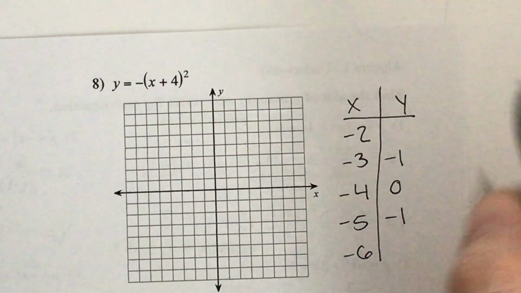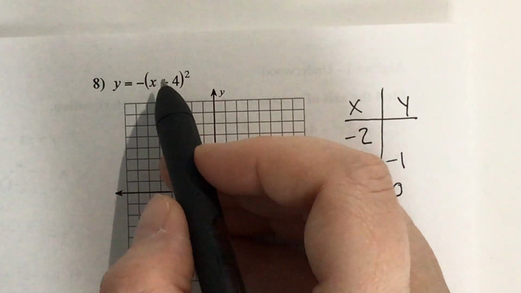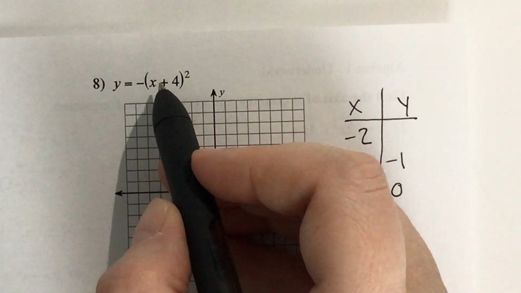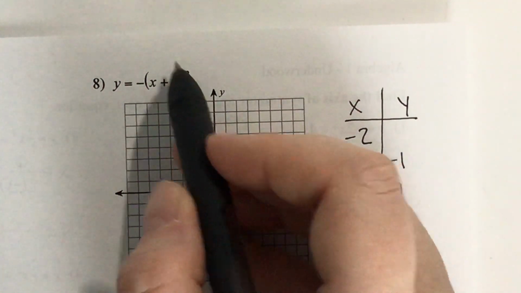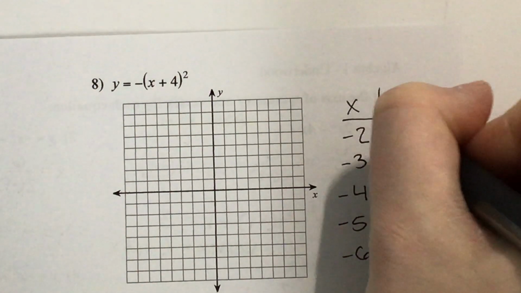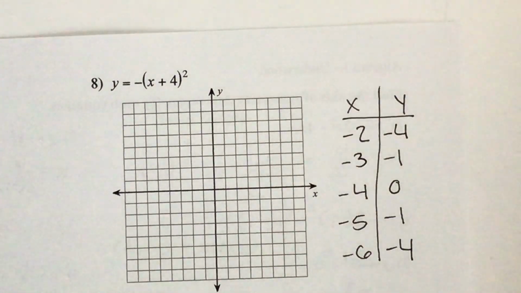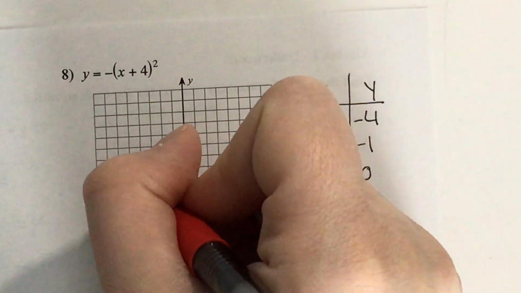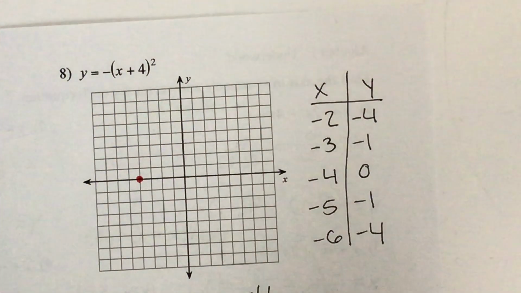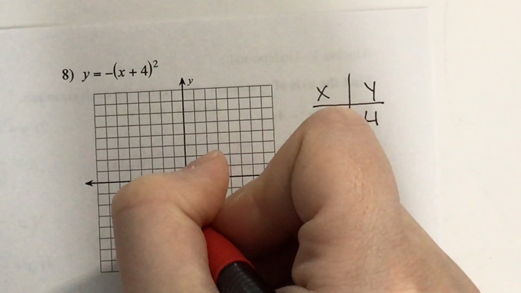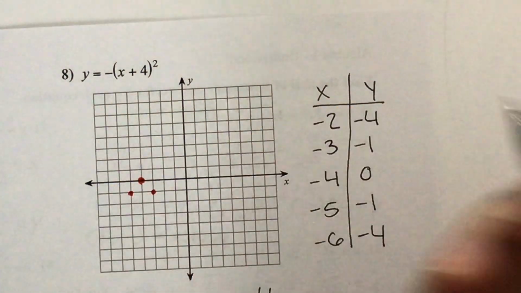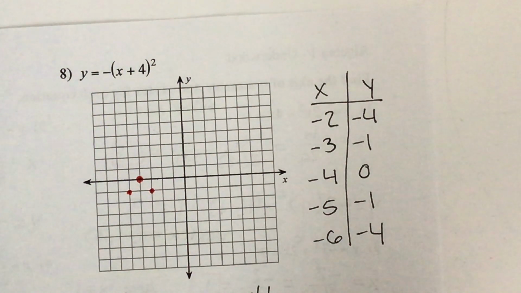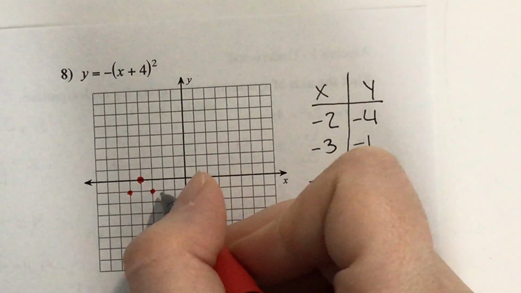Okay. Then plug in negative 2. Negative 2 plus 4 is 2. Squared is 4. Then the negative in front. Negative 4. All right, graphing. Negative 4, 0. 1, 2, 3, 4. Negative 3, negative 1. And then negative 2, negative 4.